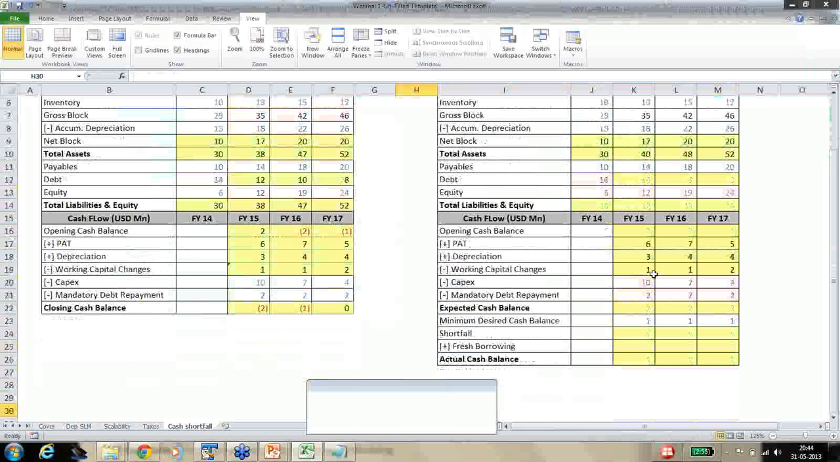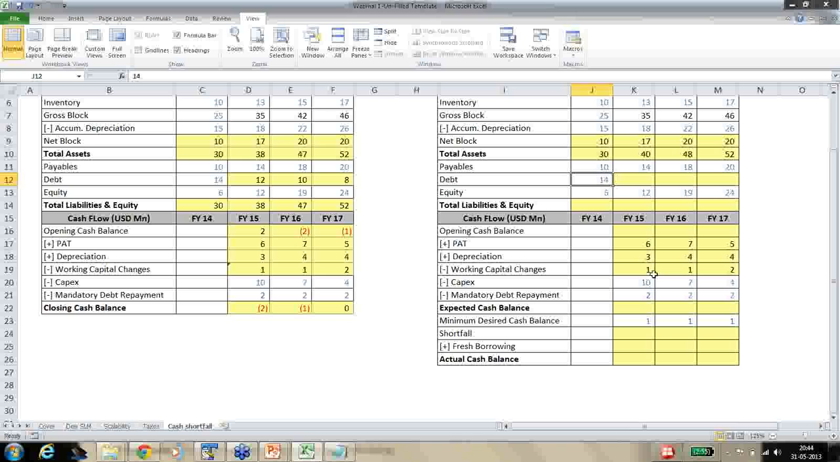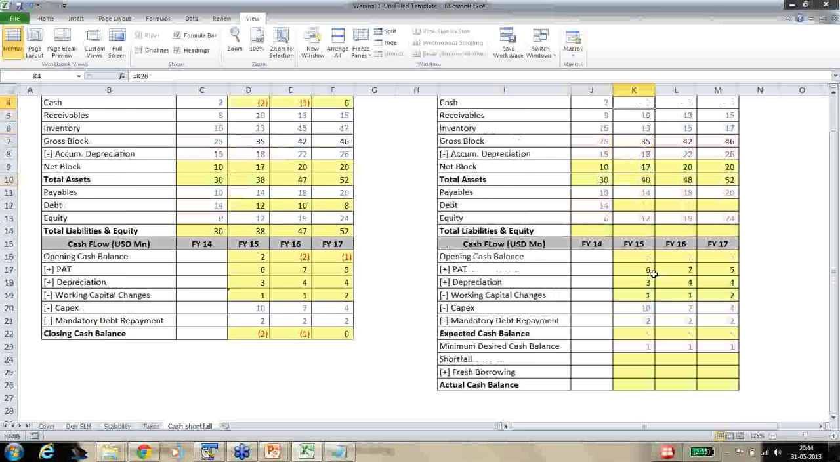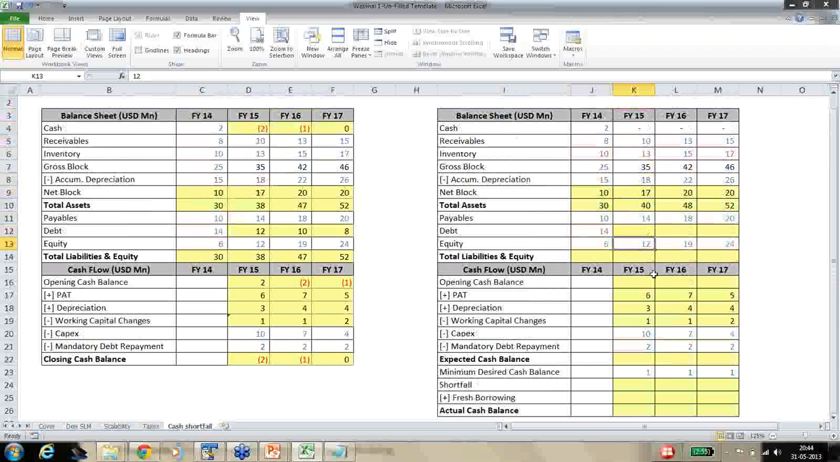So now I've got these items with me. Now what else do I need? Let us see what else do I need. Debt. Okay, great. So initially my debt was 14. Okay, let us look at the debt numbers. So this year my debt was 14, and what happens next? Let us look at some cash balance also right now.